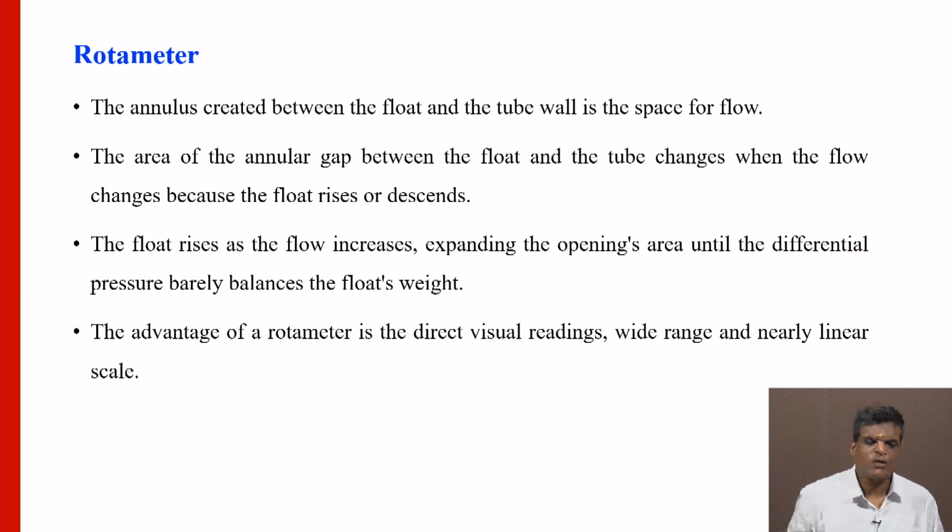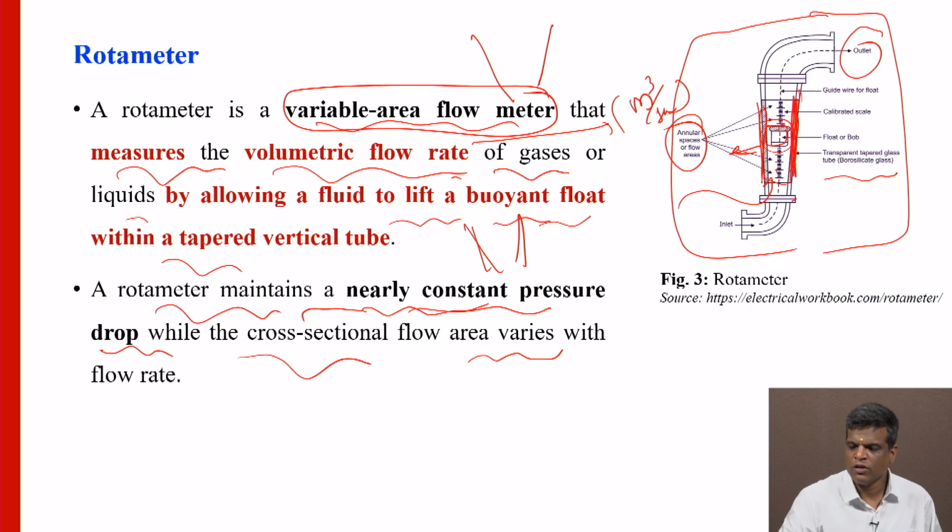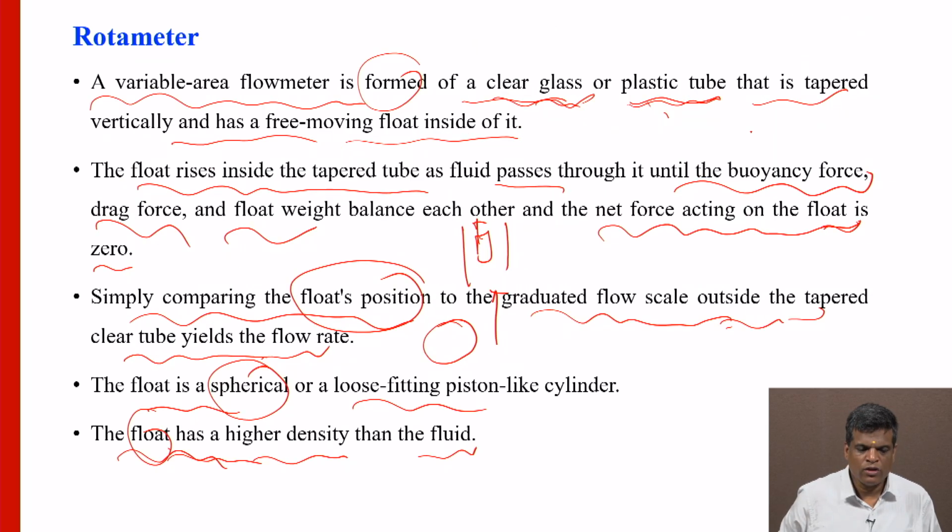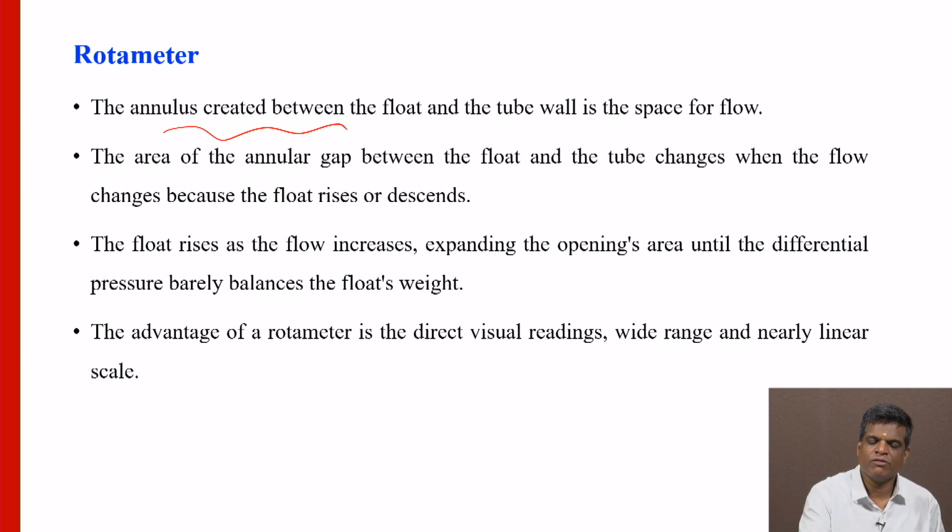So another point, the annulus created between the float and the tube wall. Where is the tube wall? I will show you. This is an annulus and this is a float. So the annulus created between the float and the tube wall is the space for the flow. The flow is occurring only at that point.